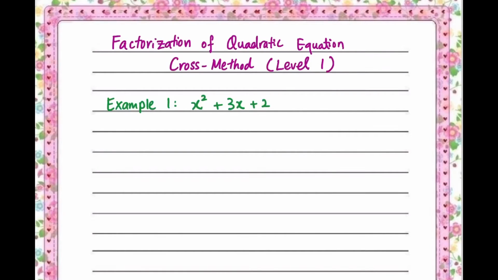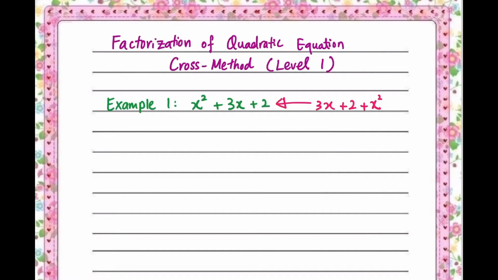So for example, if your equation was something like 3x plus 2 plus x square, then you would have to rearrange so that you have x square first and then the x term and the constant, just like the example I'm using here.